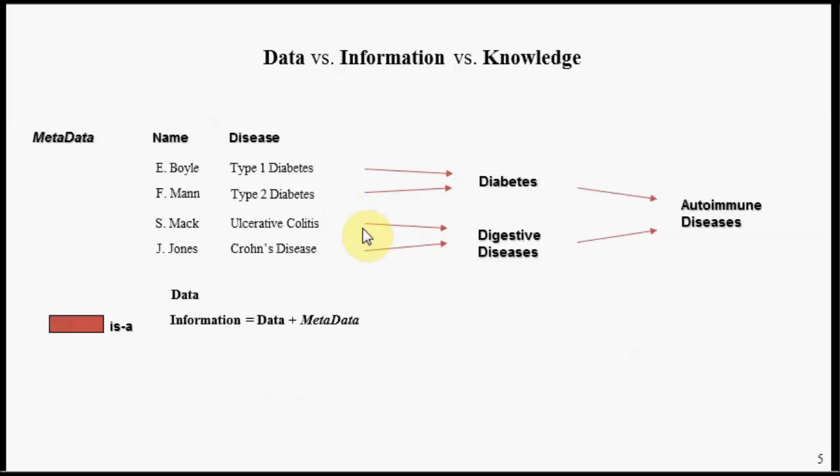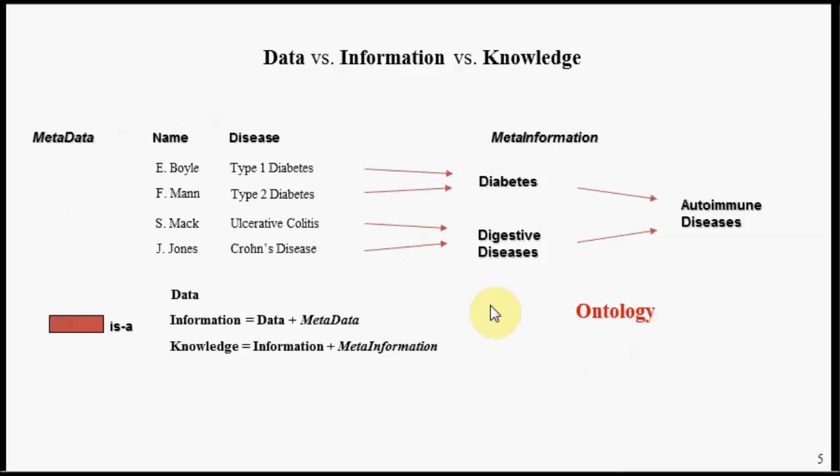Well, what if I take and put an overlay here, the following? We see type 1 and type 2 diabetes are specializations of this more general category of diabetes. Ulcerative colitis and Crohn's disease are specializations of this more general category called digestive diseases. So what do you call this structure here, this knowledge overlay? I call it meta-information. And so my definition of knowledge is information plus meta-information. This knowledge overlay here is something called an ontology. There are semantic relationships between the nodes here.